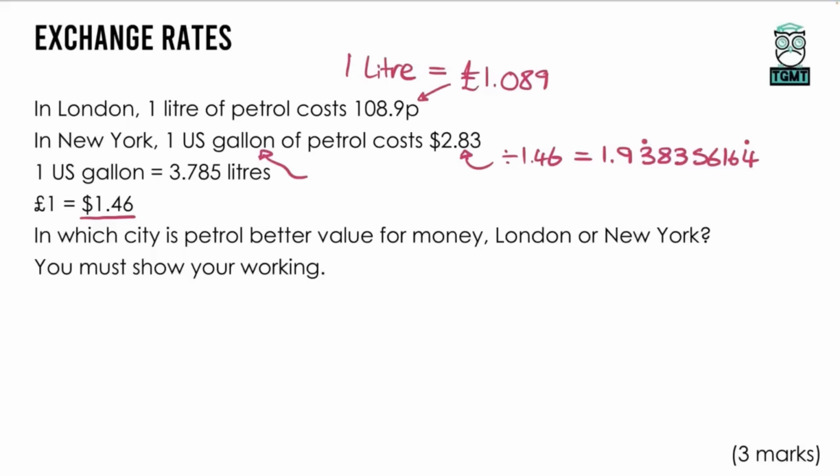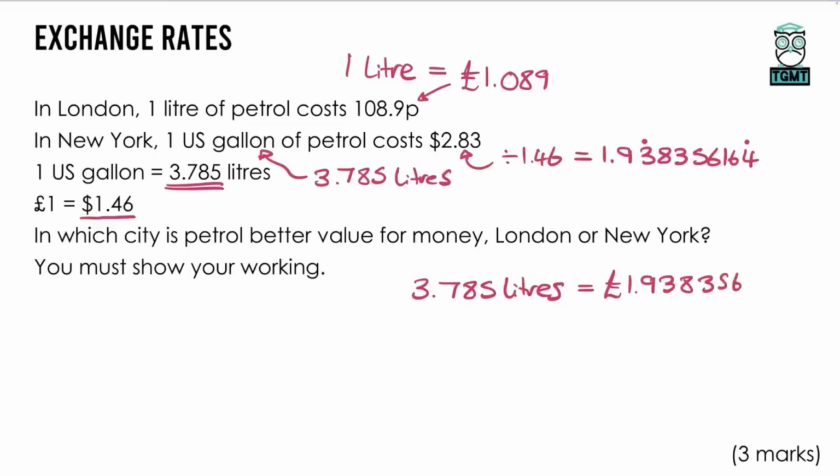So if we want to turn that into litres, well, we've been told here that 1 gallon is 3.785 litres. Now we want to compare this as 1 litre. So we have 3.785 litres, which is equal to this £1.93 with the 8356164 number, which I am just going to leave on my calculator because that's really awkward to type back in. Now I want to know the value, not for 3.785 litres, but I want to know the value of 1 litre. So to get there, I just need to divide by 3.785, and that's going to tell me the value of 1 litre.